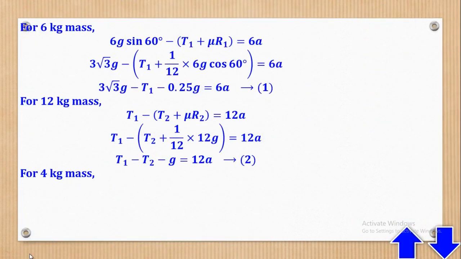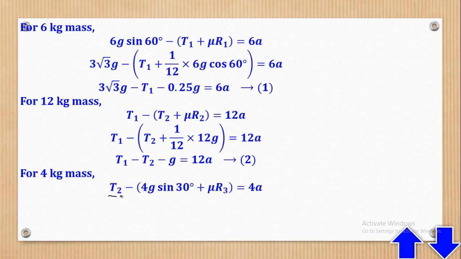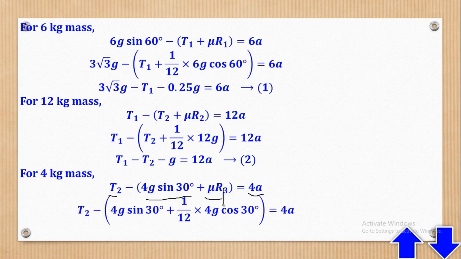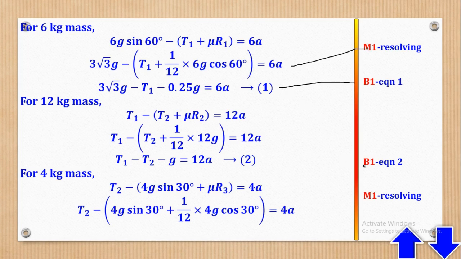So you come here and say that for the 4 kilogram mass, T2 minus, open brackets, 4g sin 30 degrees plus mu R3 is equal to ma, which is 4a. So the good thing, I know R3 is 4g cos 30 degrees and mu is 1 over 12. Therefore, I substitute and also simplify further. So before we go to the next slide, let's see how marks can be awarded for this slide. So this for resolving and this for B1 for simplifying. B1 for this and this one for resolving.